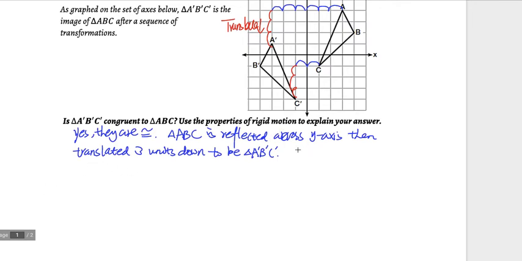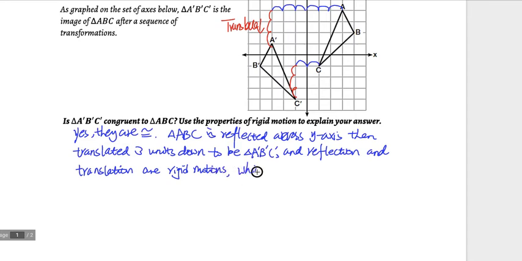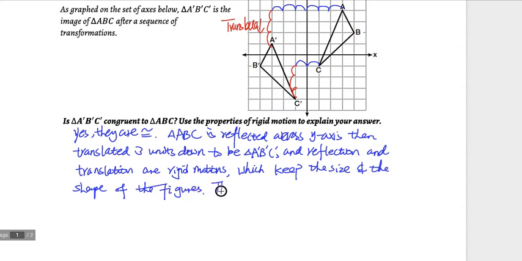The most important part is we need to indicate that reflection and translation are rigid motions, which keep the size and the shape of the figures. You can be more detailed about that. That's why they're congruent.